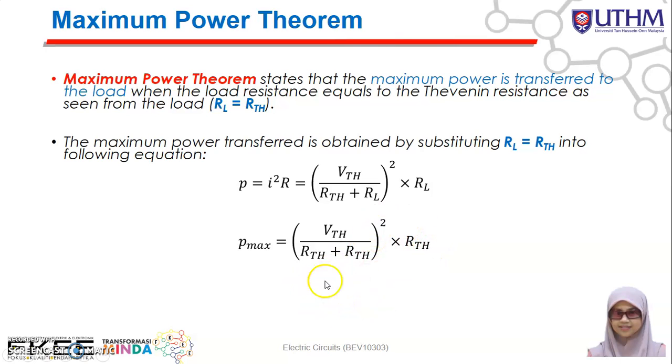Based on this, we can further simplify our equation. So finally, we have V Thevenin squared divided by 4 RTH, because (2 RTH) squared becomes 4 RTH squared. So RTH squared can cancel with this RTH, and that is why here you just have 4 RTH. So this is basically the equation that you can use in order to find the maximum power transfer obtained by the load.